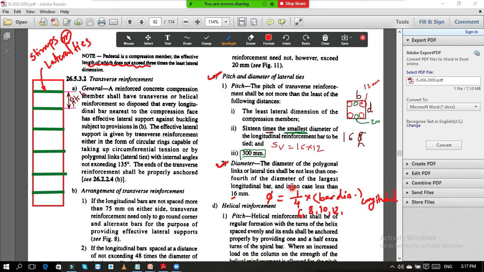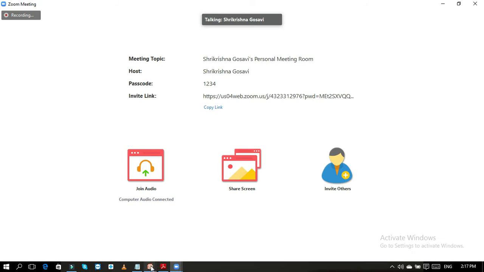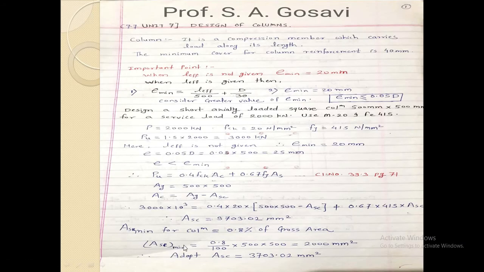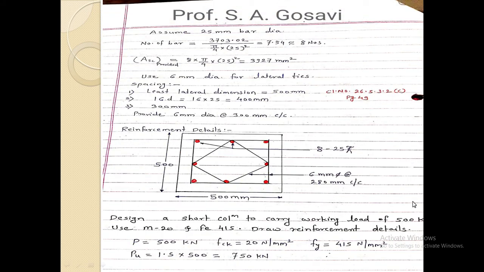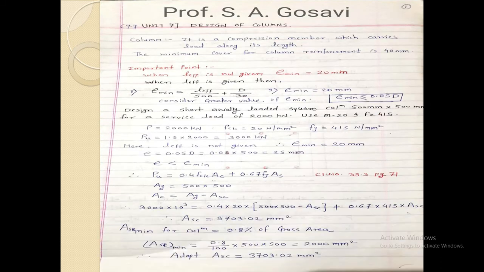Okay, so now this much introduction is sufficient. Now we will move on to the numerical, so that you will get the idea of how to solve the problem. So first of all, we will take a simple problem. In that problem we are going to design the column, and after that you will come to know how to use the formula and all those things. So write the problem now.